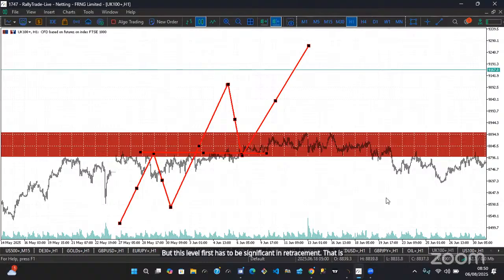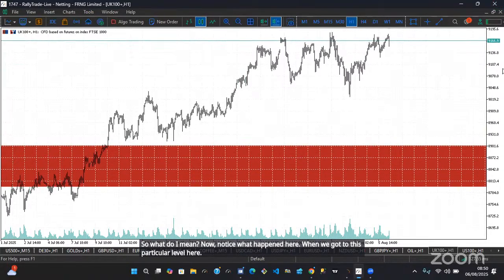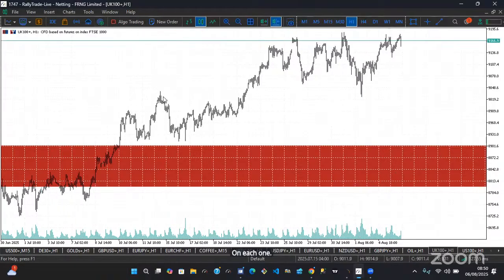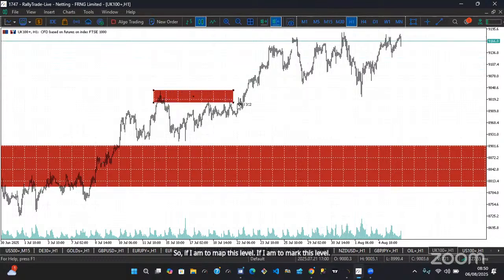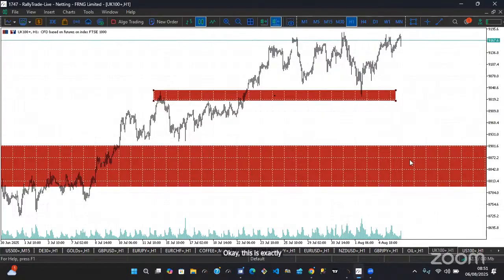That is, if price is pushing to the upside. So what do I mean? Now, notice what happened here. When we got to this particular level here on H1, you can see there was a significant retracement right here. This one, right? And price finally broke out of this level. So if I mark this level, you will see that at some point, it referenced this area and came back into it to push higher again. Okay, this is exactly what I'm trying to make you understand. That break and retest, but it's not every break and retest.